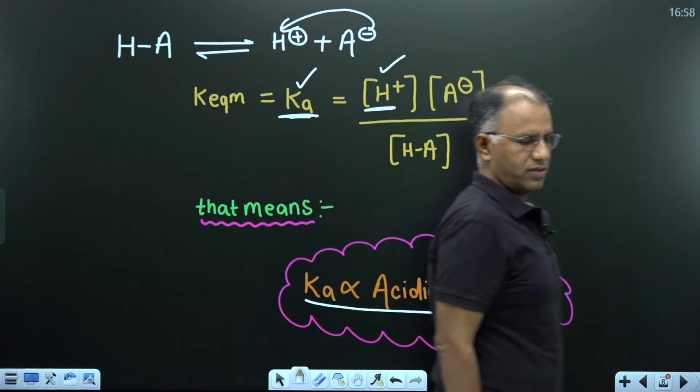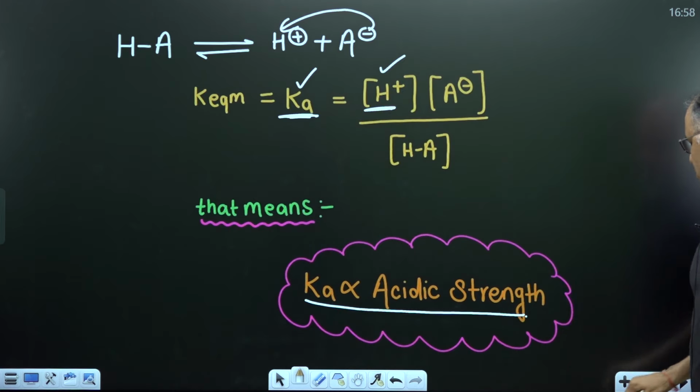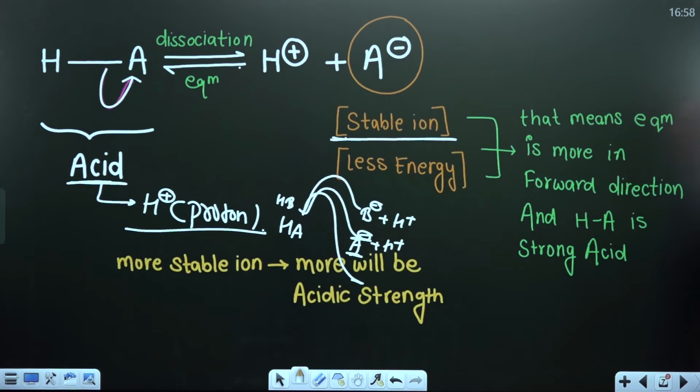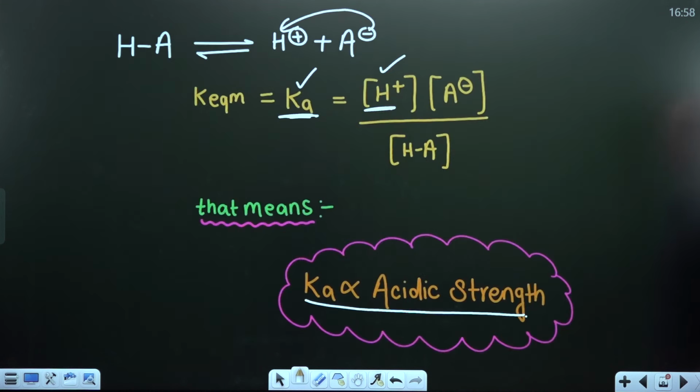So first of all, write down this: acidic strength, HA gives A minus, more stable A minus, less energy of A minus, more equilibrium in forward direction. Equilibrium will always try to go in that direction which forms stable ions. I write down this equilibrium constant. Ka is the equilibrium constant.